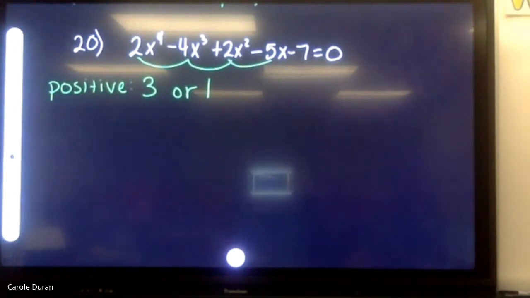Any questions on how I got 3 or 1? Where does the "or 1" come from? I subtract 2 from 3. 3 minus 2 is 1. Why are we subtracting? Because Descartes' rule says if I have fewer roots than the number of sign changes, I differ by a multiple of 2. So we have to subtract 2 as many times as possible. You can never have a negative number, right? So we always stop at 0 or 1.